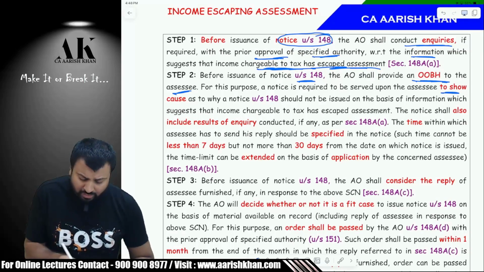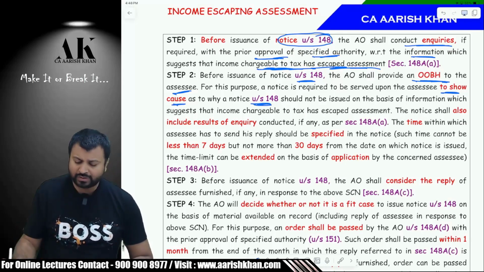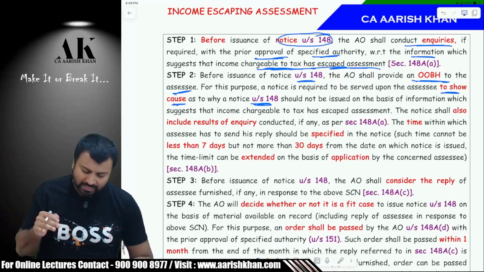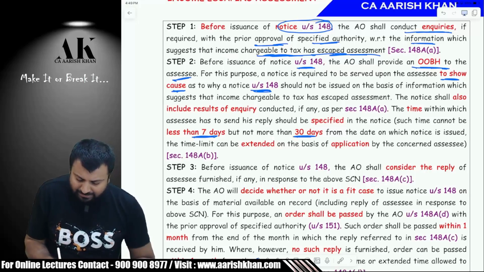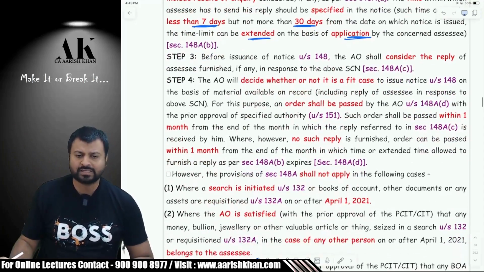How will he give an opportunity of being heard? He will issue a show cause notice to the assessee and ask why 148 should not be sent against you. Then the AO will give time to the assessee. How much time? The AO will give minimum 7 days and maximum 30 days. It can also be extended on an application by the assessee. So the AO will give 7 to 30 days, subject to some extension which the assessee may ask for.